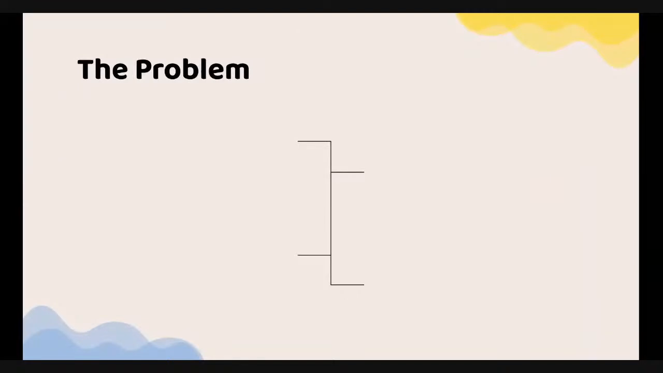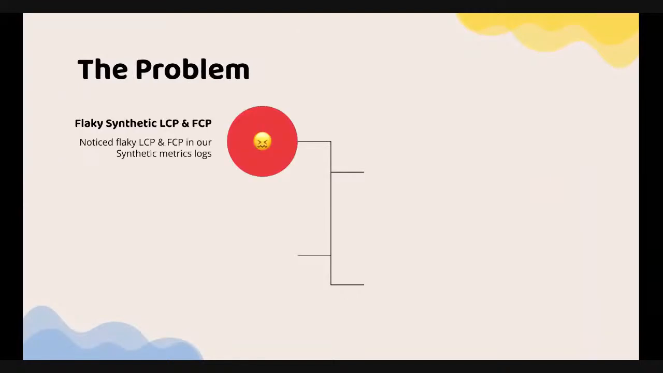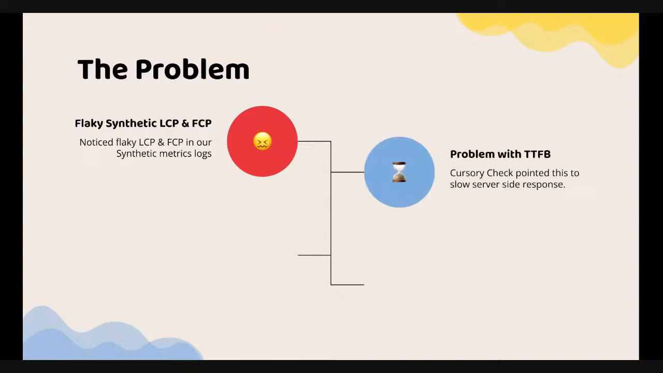So the problem which Manan mentioned: flaky synthetic LCP and FCP. A few months back, we noticed that there is flakiness in our LCP and FCP counts. After some investigation, we found that there is a problem with our TTFB. For some of the requests, our server was not responding very well. So in order to debug it, we decided that we should untangle TTFB and divide it into small pieces so that we can hit a particular area and find the real cause behind it.